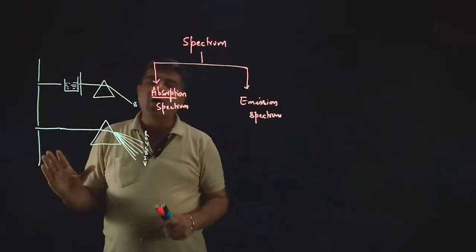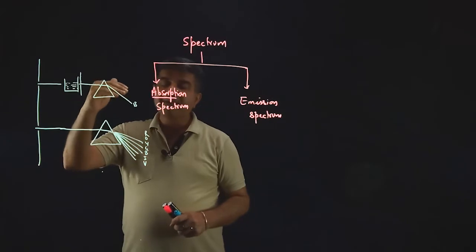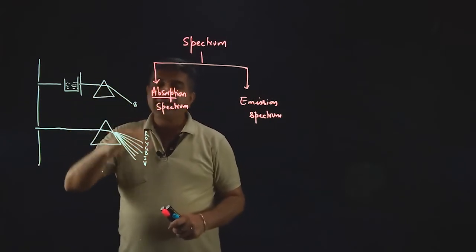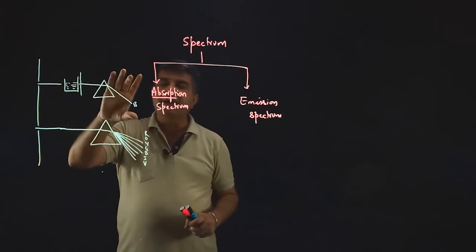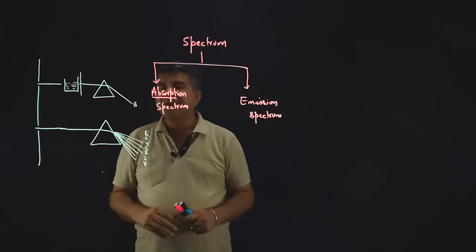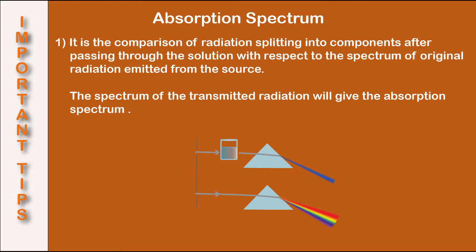So this is how we can compare the absorption spectrum, that this is the original light and this is the light which is coming out from the solution. Just summing up what we have done, on your screen you can see the definition of absorption spectrum and how we can compare the absorption spectrum with the incident radiation. You can jot it down or you can take a snapshot.